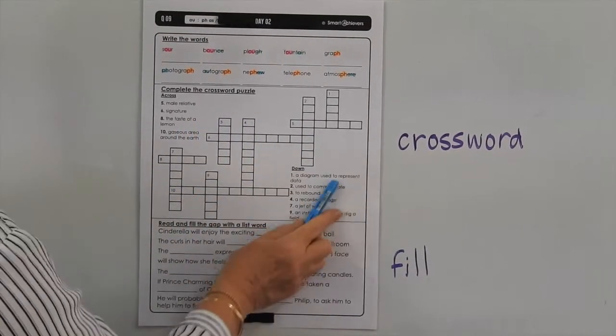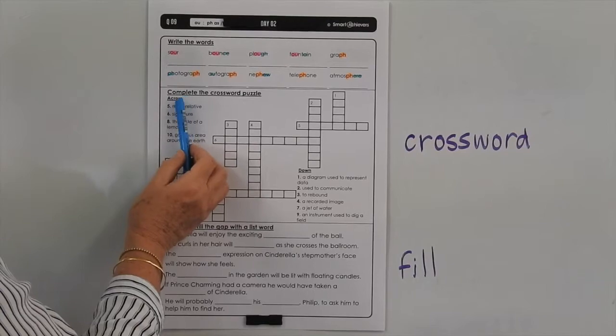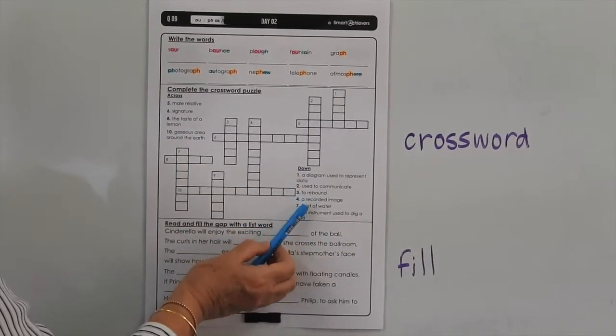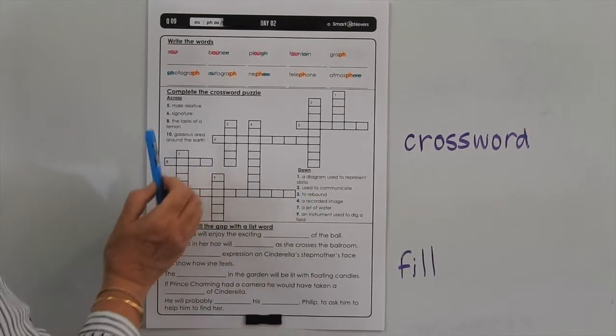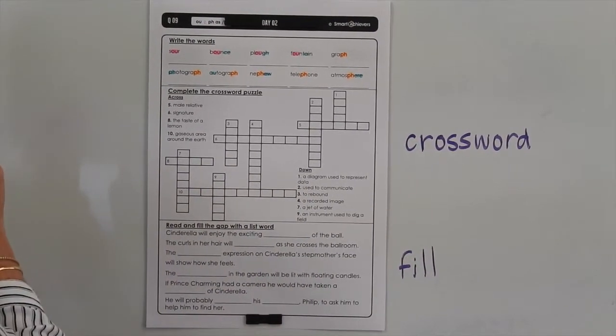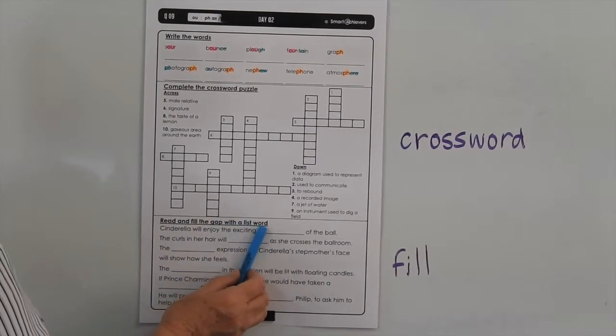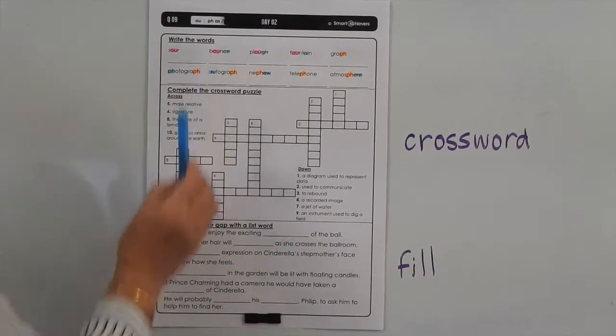You've got a crossword to do here, so you've got your clues for words going across and down the page. Do the easiest ones first, then cross them off, then go back and do the ones that you found a little bit more difficult. Down the bottom you simply have to read and fill the gaps with a list word from above.